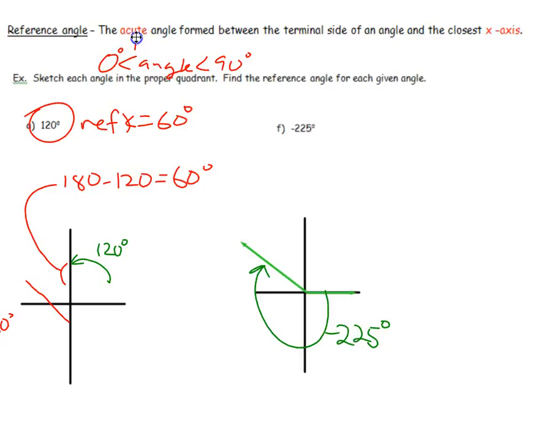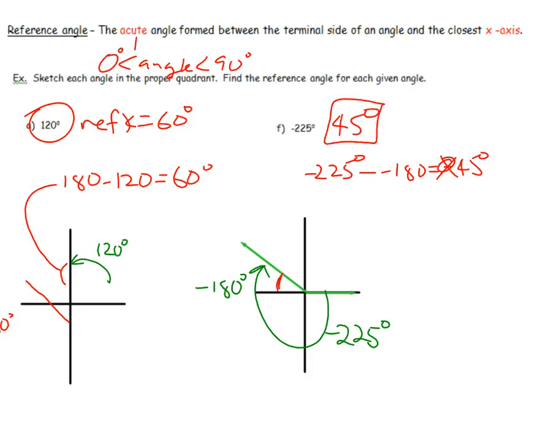Well, what's the acute angle formed between it and the closest x-axis? Well, again, the closest x-axis is negative 180 degrees. So my reference angle would be this little bitty angle right here. Now, what's the difference between negative 180 and negative 225? Well, if you subtract them, wouldn't that become negative 45 degrees? But what's wrong with that? Well, reference angles can't be negative. So we just say it's 45 degrees, okay? So my reference angle is a 45 degree angle, okay?